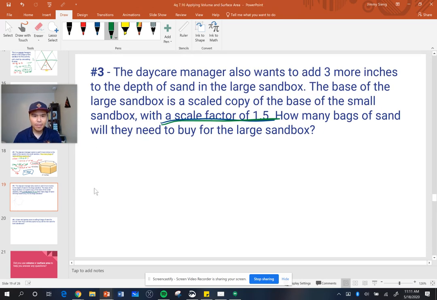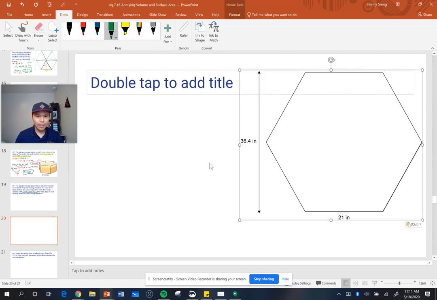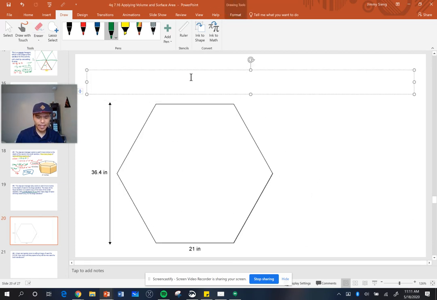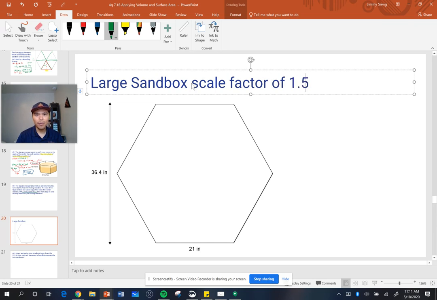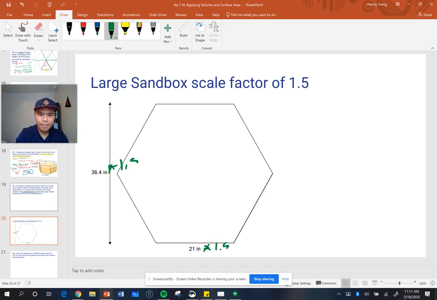You can't see those numbers. All right, let me put another slide. We're going to call this the large sandbox, all right? So remember, with the large sandbox, it has a scale factor of 1.5. So if these are the dimensions of the small sandbox, if I'm scale factoring, I'm going to times each of these by 1.5. And that's going to be the bigger one, okay? So really what's going on here is those are times by 1.5.